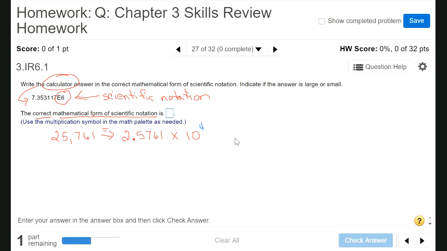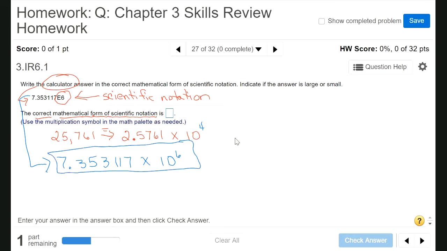So this problem right here means 7.35311. I think that's a 7. And that E6 means times 10 to the sixth power. This is what they want in the blank. They want you to write it like this instead of this. So that E6 there means this.